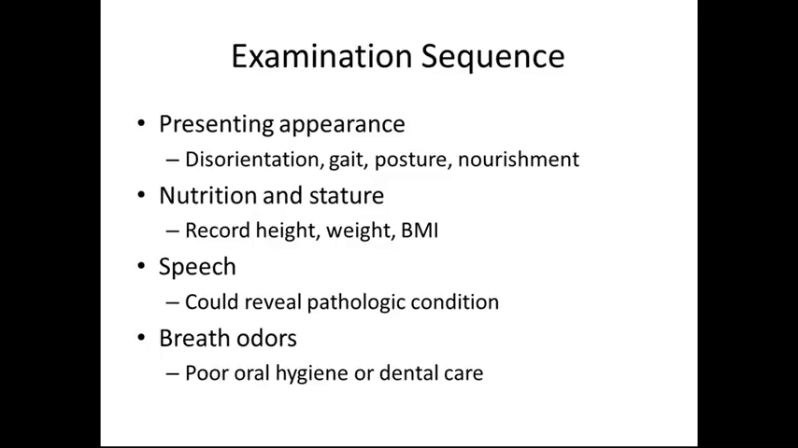Examination sequence. First, we look at the appearance of the patient. Are they disoriented? What is their gait, posture, and nourishment? Then we look at their nutrition and stature, which at this point we record the height, weight, and body mass index. We then look at speech, which could reveal a pathological condition.